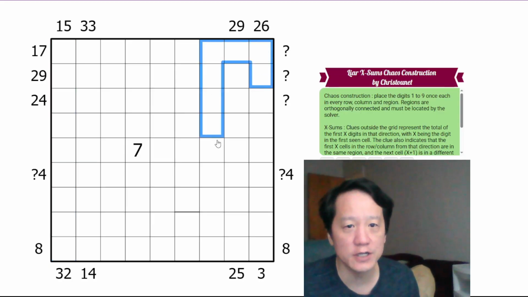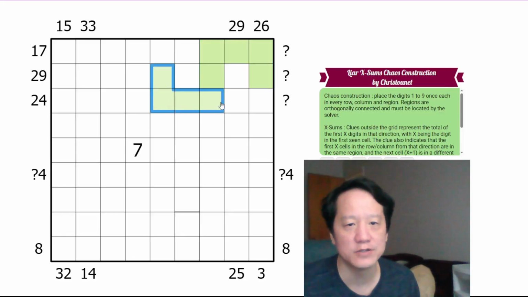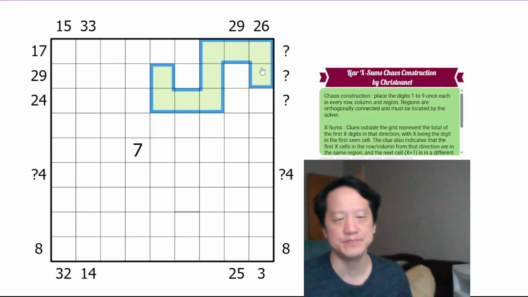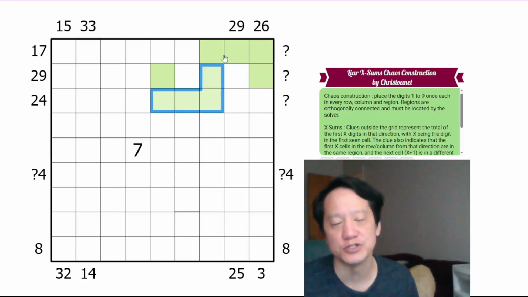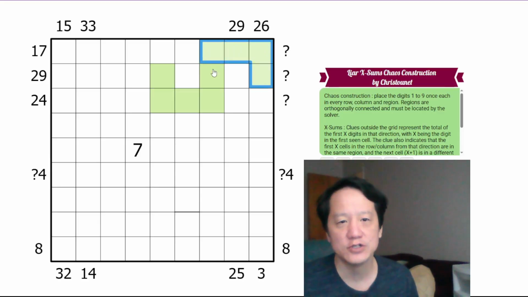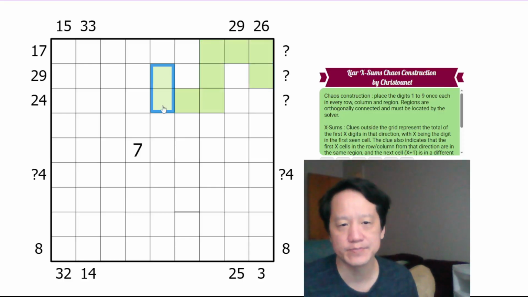So, what is an orthogonally connected region? It's basically you can go from any cell in the region to any other cell in the region just by going through edges, all while staying within the region. So this is an example of a valid orthogonally connected region because you can go from any cell in this region to any other cell in this region just by going through edges, all while staying within the region.